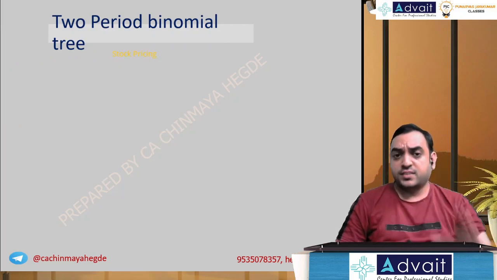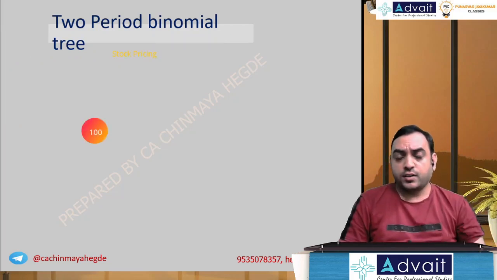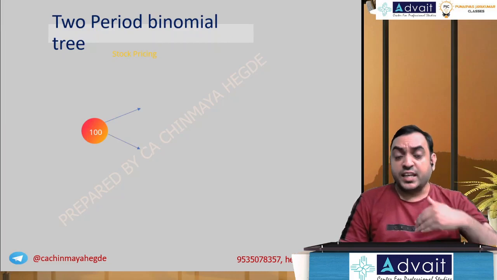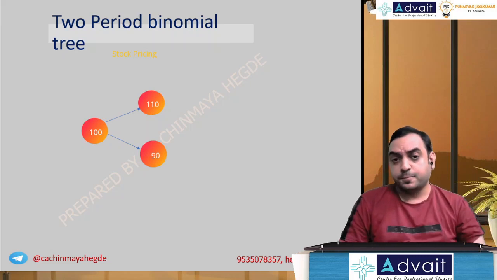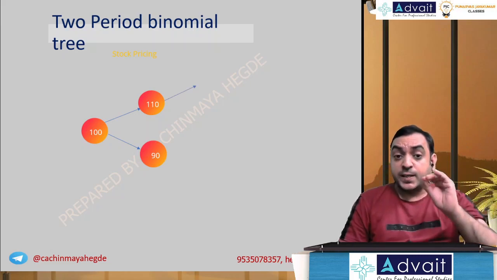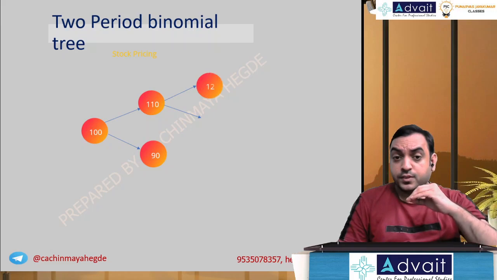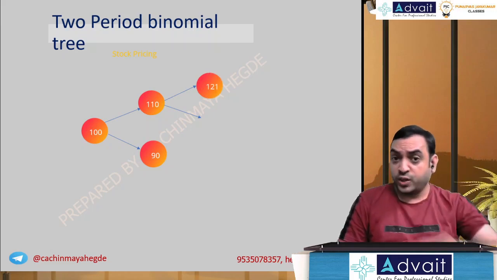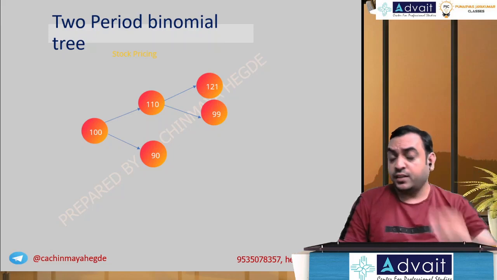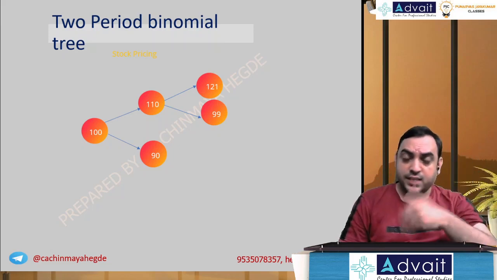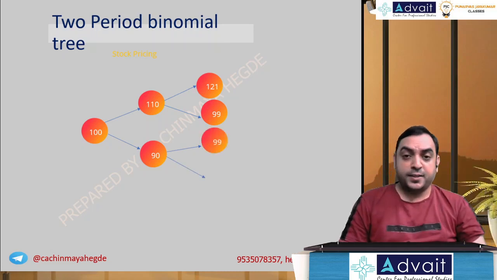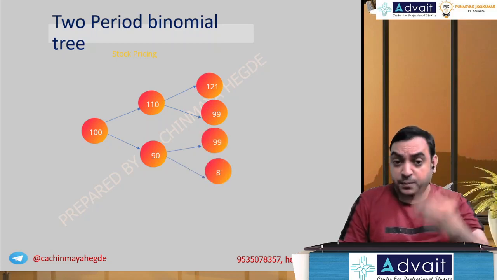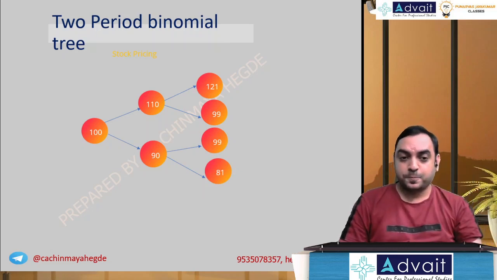Okay, understand two-period binomial model. Spot, suppose 100 rupees. If it increases by 10%, it becomes 110. Decrease by 10%, it becomes 90. Now this 110, if it increases further by 10%, it becomes 10% on 110, 121. And decrease by 10%, it becomes 99. 110 minus 11, 99. Similarly, 90, if it increases by 10%, that is 99. 90, if it decreases by 10%, that becomes 81. This is a two-period binomial model on spot price.